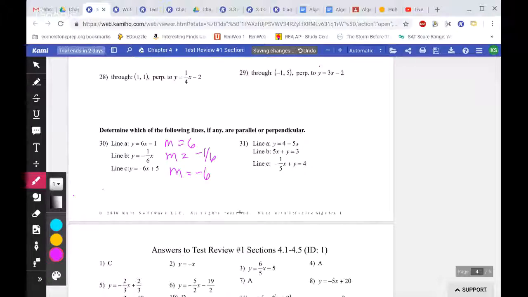All right, so what you're looking for, do any of these lines have the same slope? No. So none are parallel. That's for parallel, none. And opposite reciprocals are perpendicular. So for perpendicular lines, that would be line A and C.